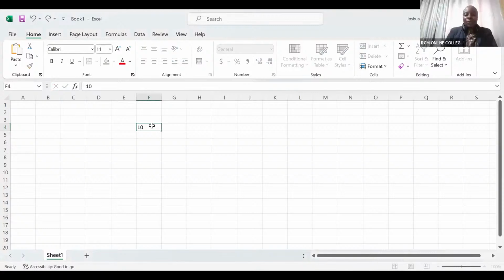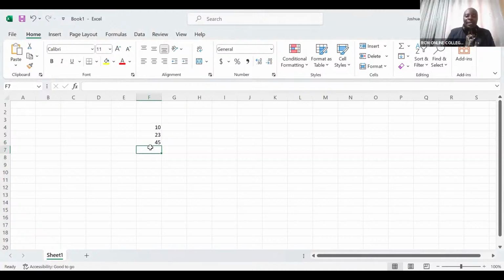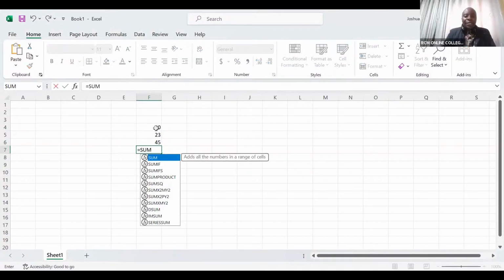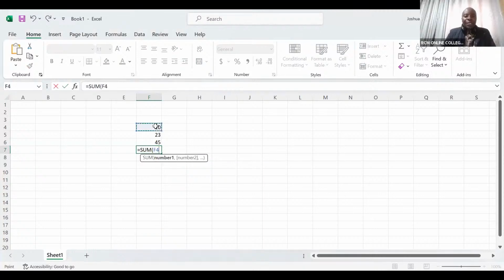You'll get students, for example year 10, 23, 45. Tell these students to do something very small, to add this in Excel. When you tell them to add in Excel, they'll type equals, then press sum. They see summation is there. Then they do Control Shift Down, and then press enter.